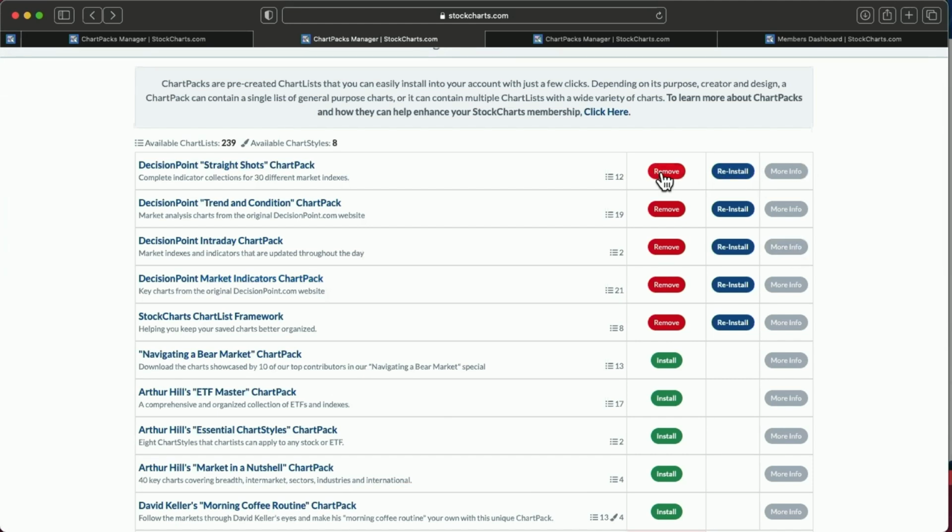It's very easy to remove them, and you can reinstall them. We do update them now and then, so you might want to reinstall them. But if you do reinstall a chart pack, just be aware that if you have tons of annotations on all of those charts, they're going to go away because you're basically writing over all of those chart lists. So just something to keep in mind.